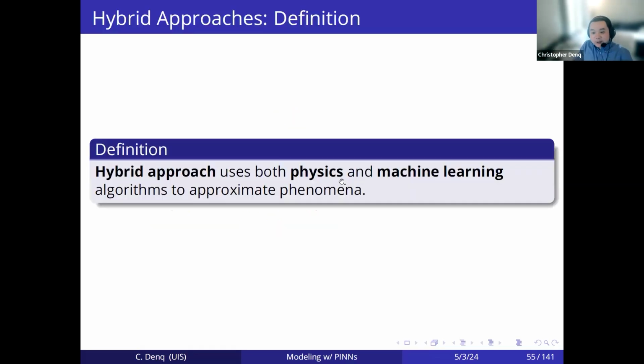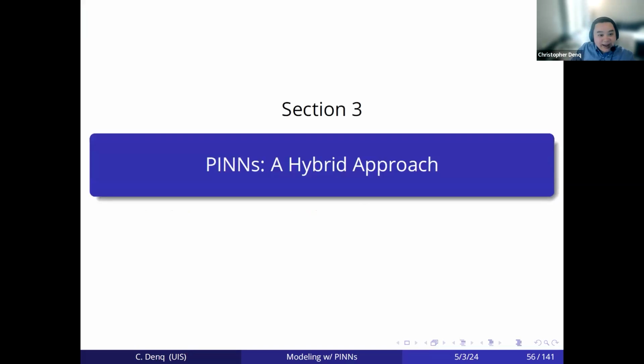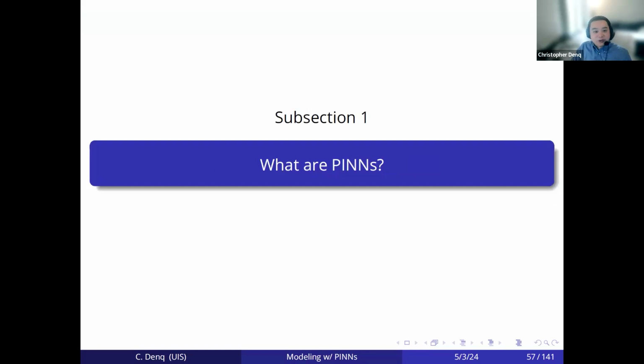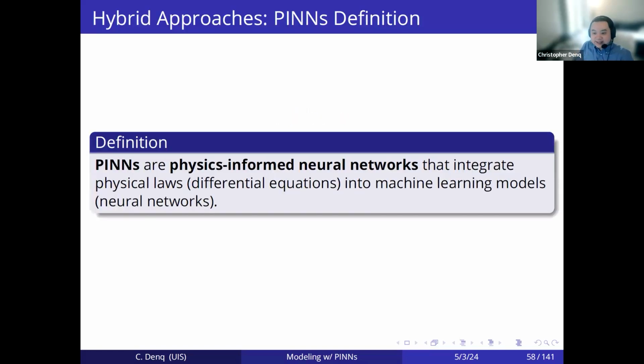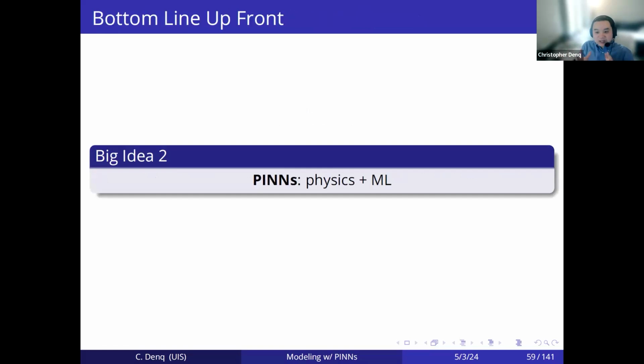And as the name suggests here, a hybrid approach is going to use both physics and that machine learning component to be able to approximate phenomena. And at this point, we can finally talk about our titular character, PINNs. PINNs is that hybrid approach, right? So what are PINNs? PINNs specifically stand for physics-informed neural networks, a very dull name. And they're really just neural networks that integrate the physics part, the physics laws, into that machine learning process, right? So that's PINNs. It's a hybrid approach. And that sums up our second big idea of today's talk, which is that PINNs is that combination of the physics and the machine learning.